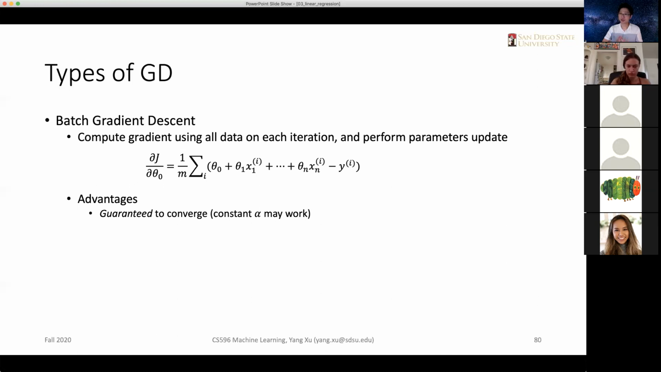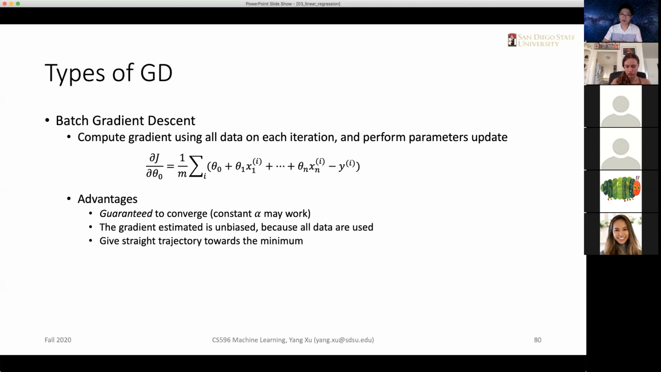Because the gradients will always become smaller and smaller, sometimes even with a constant alpha it still works. And the gradient estimated is unbiased because we are using all data, and it gives a straight strategy towards the minimum. It doesn't deviate a lot from the optimal path from the current position of your parameters to the theoretical minimum points.